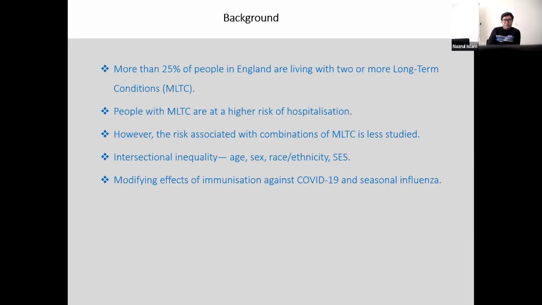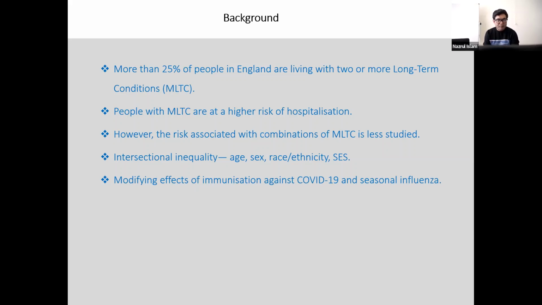As a bit of background, this is from 2018 statistics. We knew that more than a quarter of people in England were living with 2 or more long-term conditions, and we call it MLTC for today's presentation. It is also known that people with MLTC are at high risk of hospitalization and mortality, particularly during the winter. This was a rapid call with the focus on winter pressure, so we particularly focused on the winter admissions and mortality.